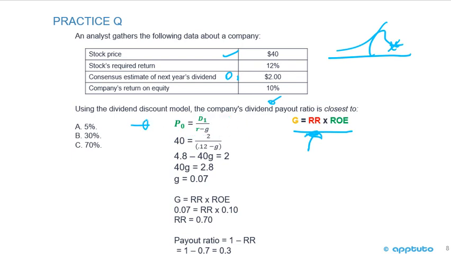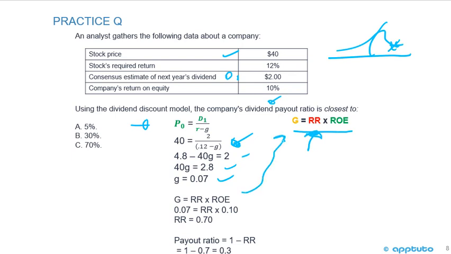So starting with P naught equals D1 over R minus G, 1, 2, 3, 4 variables. Given 3, we can solve for the 4th. So you can see here, we're going to solve for G first. And that's why I said these kind of little math puzzles are a bit tricky at first. So $40 equals $2 dividend divided by 0.12 minus G. So 4.8 minus 40G equals 2. 40G equals 2.8. G equals 0.07.